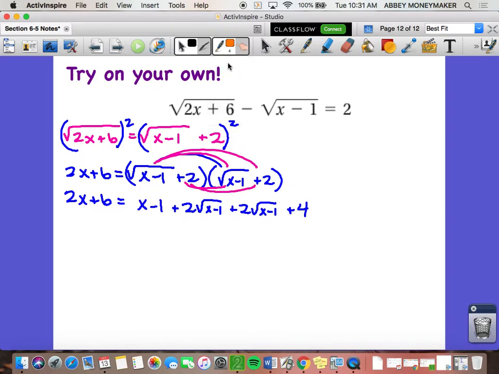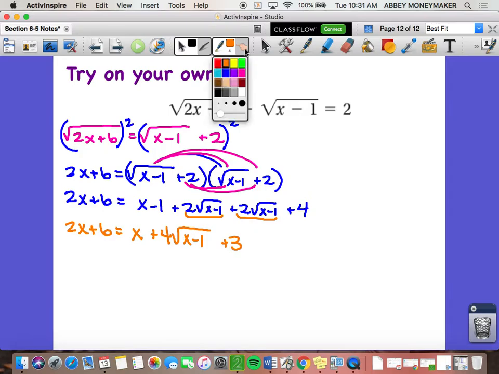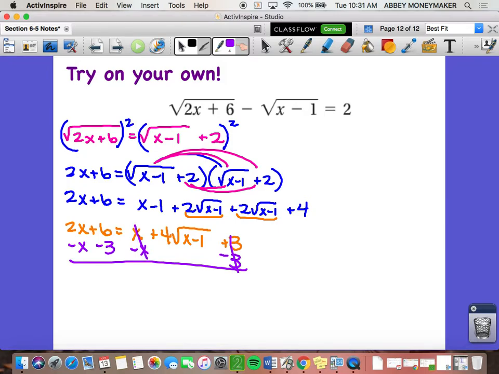So from here, let's see if we can clean this up a little bit. 2x plus 6 is equal to x plus 4 square roots of x minus 1, because I have a total of 2 here and 2 here. And then negative 1 plus 4 gives me that plus 3. And then from here, I'm going to get rid of that x and get rid of that 3. So I have x plus 3 is equal to 4 square roots of x minus 1.